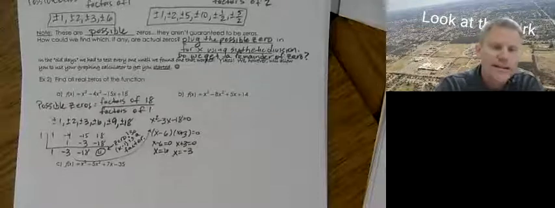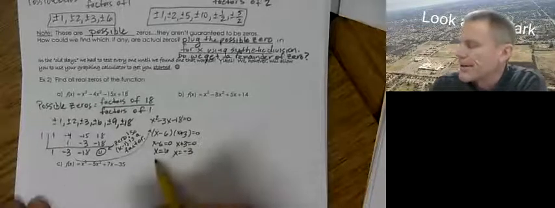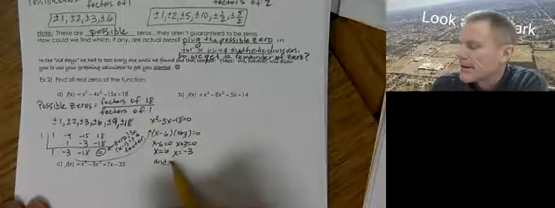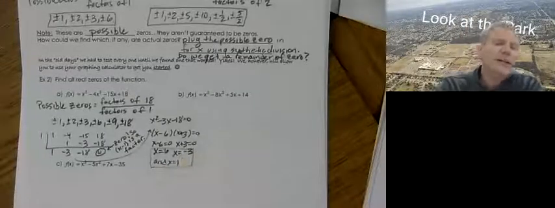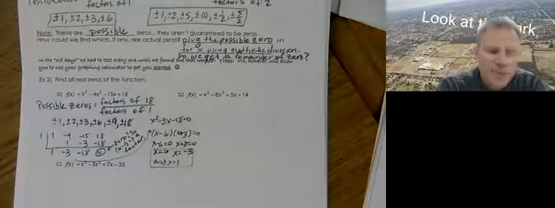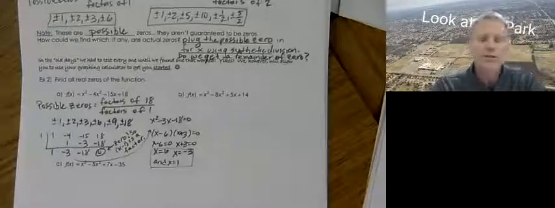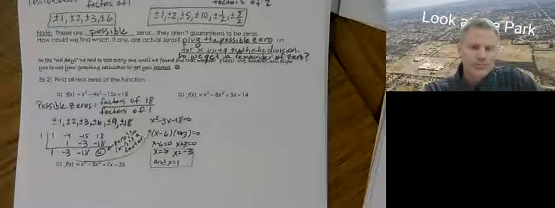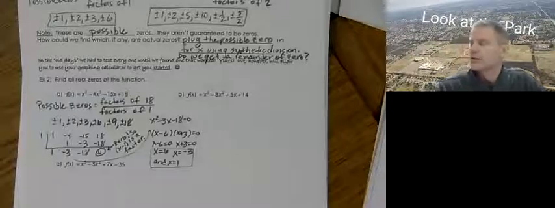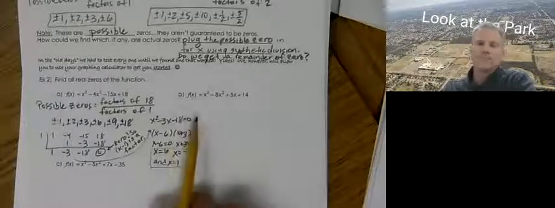And don't forget that we said 1 was our other 0. We figured that out, then we figured out the quadratic, then we factored it to figure out the 2 additional zeros. So we're going to come over here to our next one.